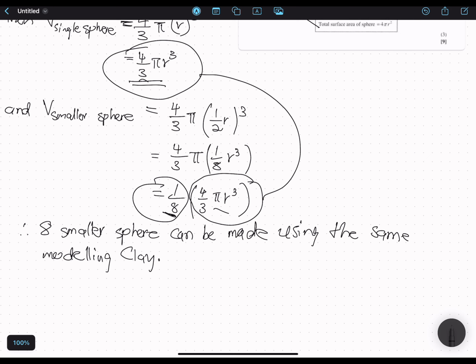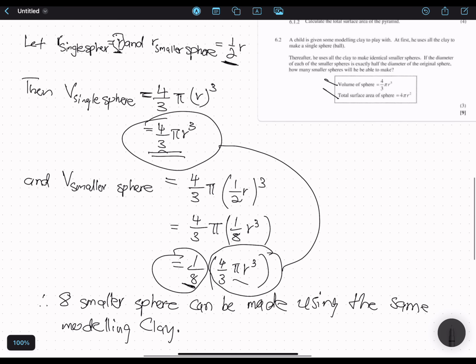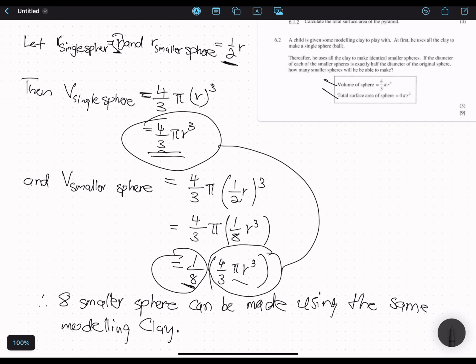You are done here. So the reason we say 8 is because if you want these two to be equal, you have to multiply this by 8. You have to multiply by 8 because 8 multiplied by 1 over 8 is going to give you 1, which is going to be 1 multiplied by this, which is going to be the same as this here. So for you to get that, you must get 8 smaller spheres can be made using the same modeling clay. So basically that is the final answer.